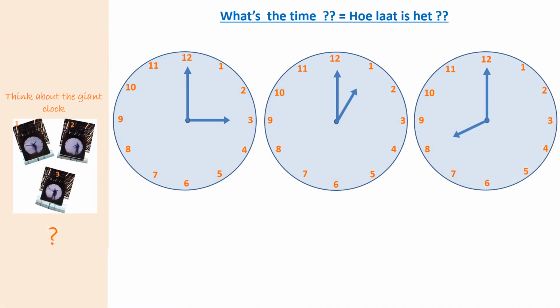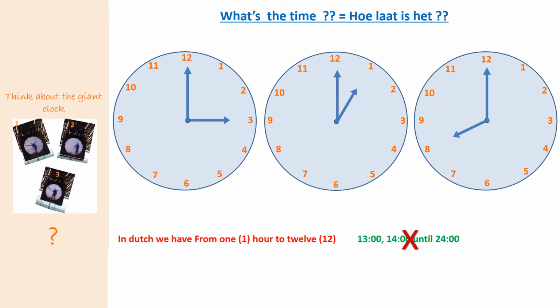First thing to know here is that uur is an invariable word. It does not take a plural: 1 uur, 2 uur, 3 uur, etc. What's the time in Dutch? Hoe laat is het? Please notice that in Dutch we have from 1 to 12 o'clock, vanaf 1 uur tot 12 uur. 13, 14 until 24 o'clock do not exist.